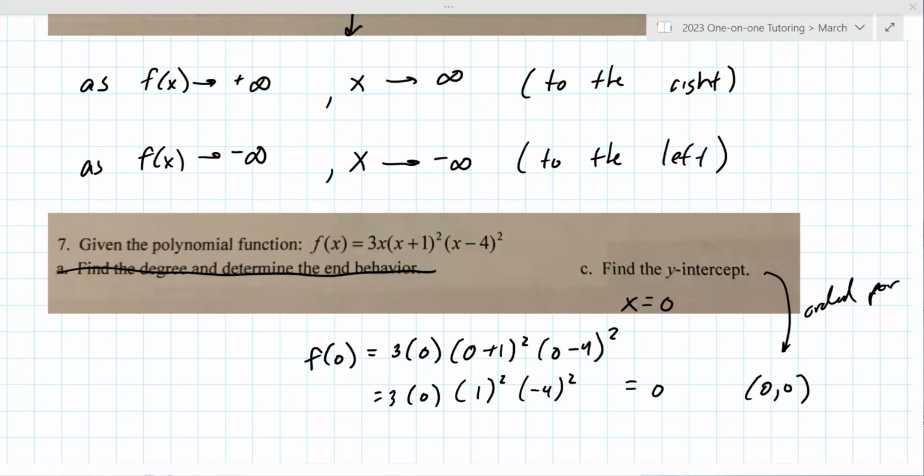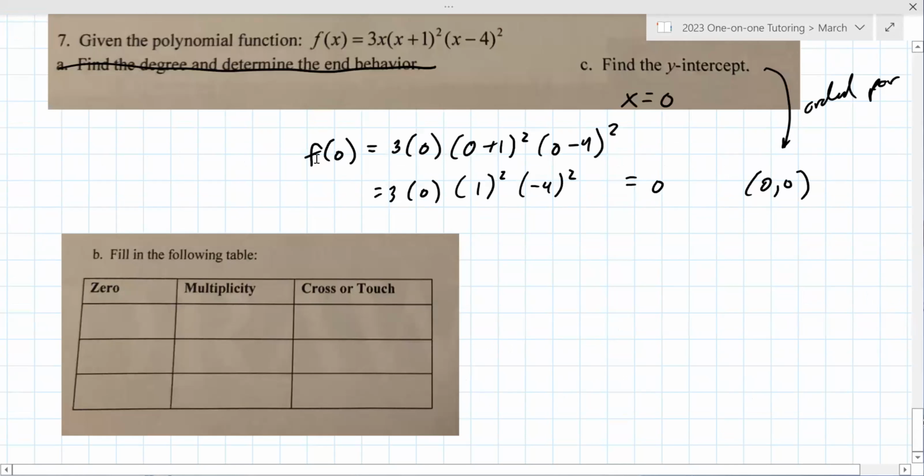Okay, moving on to part B. So there are 3 zeros. There's one at 0. That's from the 3x. I actually like when you add the term here. The multiplicity of that is 1. And we already mentioned that when the multiplicity is odd, it crosses. When it's even, it touches.